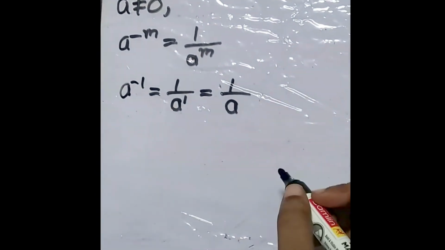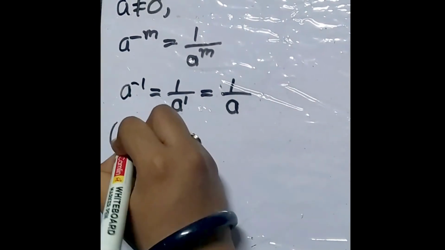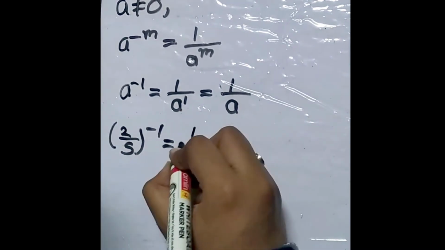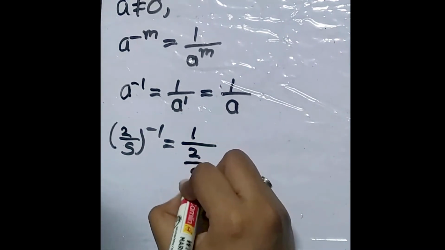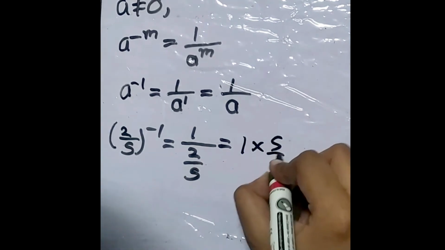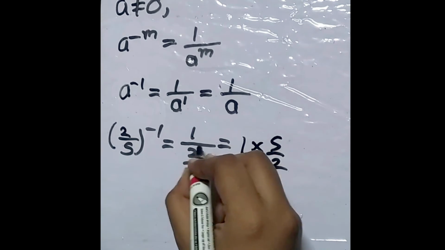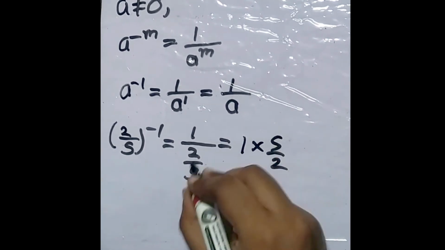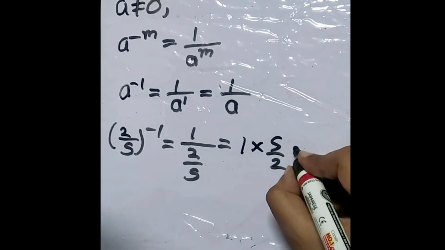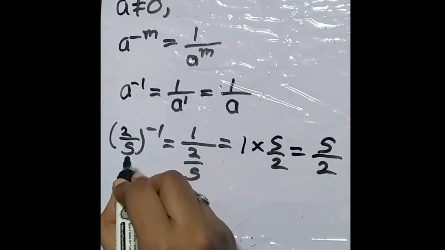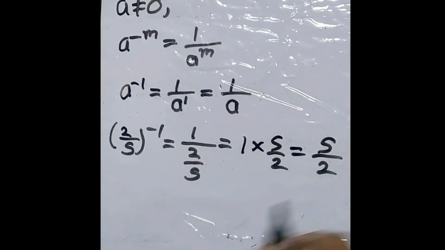Okay. Now see, (2 upon 5) inverse will be what? 1 upon 2 upon 5, which is equal to 1 into 5 upon 2. Okay, division sign is there, means we will take the multiplication sign and we will take the reciprocal of the denominator. So equal to 5 upon 2. So (2 upon 5) inverse is equal to 5 upon 2.